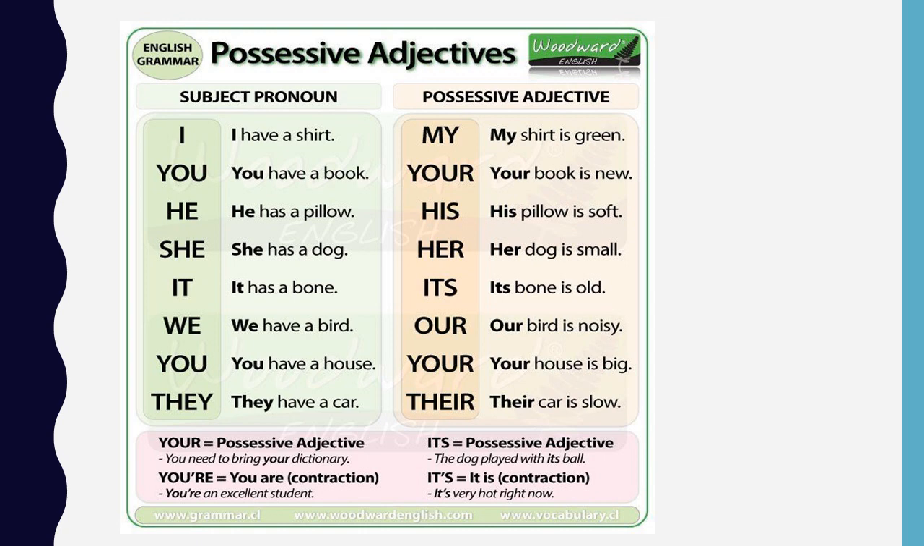So we might say, my shirt is green, your book is new, his pillow is soft, her dog is small. You will see that in this case, when we talk about possessive adjectives, we have a possessive adjective plus the noun or the object that belongs to that person. Sometimes it is not an object, but the noun that belongs to that person. In order to practice this, you might have a look at exercises 5, 8, and 10 on page 13.